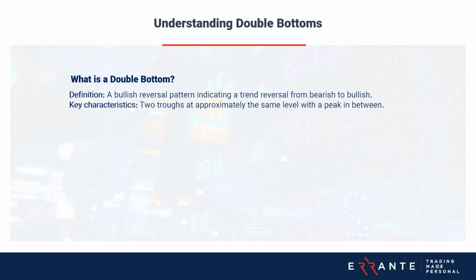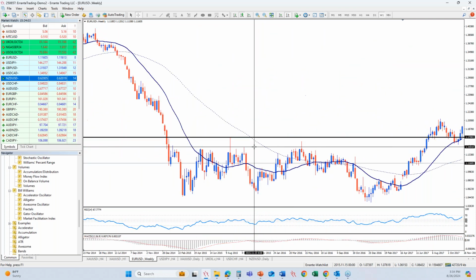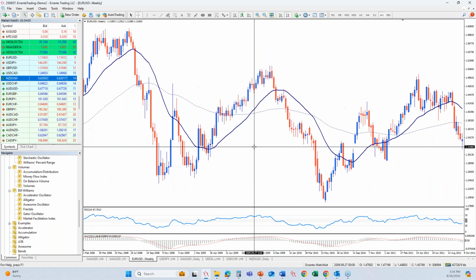A double bottom is a bullish reversal pattern. It signals a potential trend reversal from bearish to bullish. This pattern suggests that the market may be shifting from a downtrend to an uptrend, indicating a strong buying opportunity. Like the double top, the double bottom is a highly reliable reversal pattern and is commonly used by traders to identify potential entry points for long positions. We can find good examples if we look through the charts.